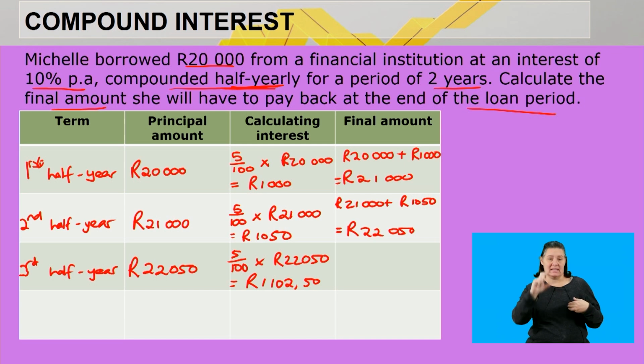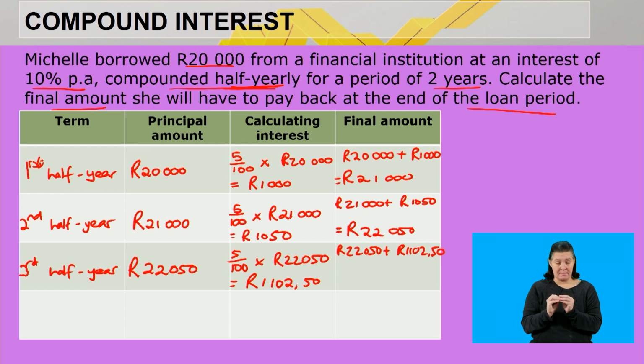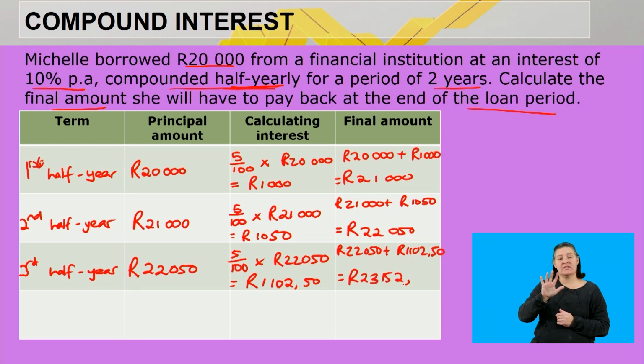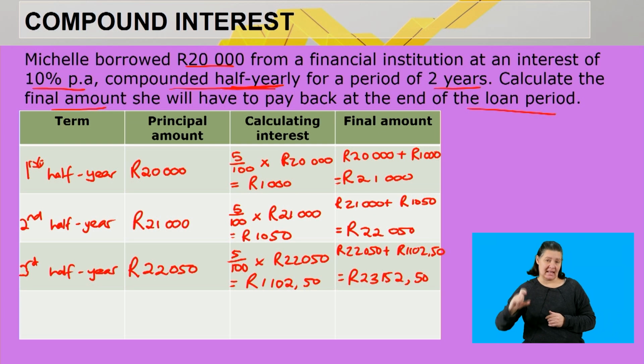Now I'm going to add it to the 22,050 rand. Let me write it down for you. So it's the 22,050 rand plus the new interest amount of 1,102 rand and 50 cents. So this will give us a new final amount, should we stop here, of 23,152 rand and 50 cents. All right, remember it's 2 years.